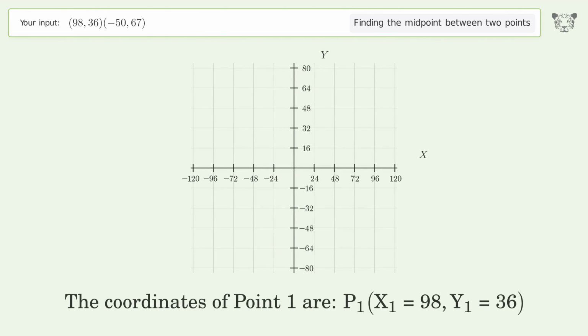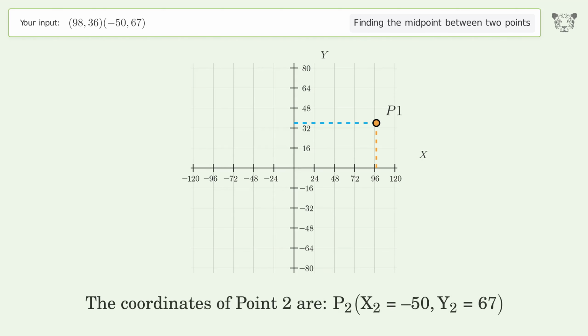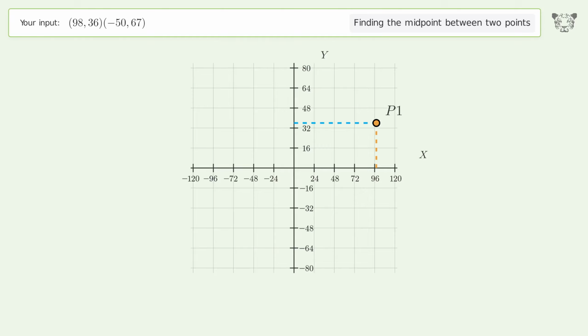The coordinates of point 1 are x1 equals 98, y1 equals 36. The coordinates of point 2 are x2 equals negative 50, y2 equals 67. PM represents the midpoint of the 2 points.